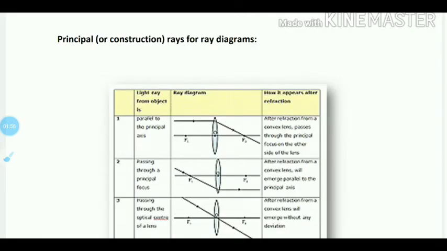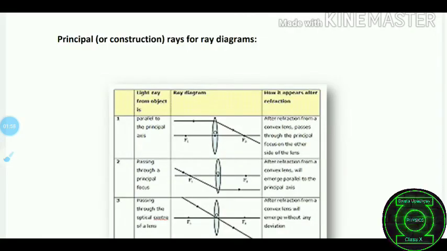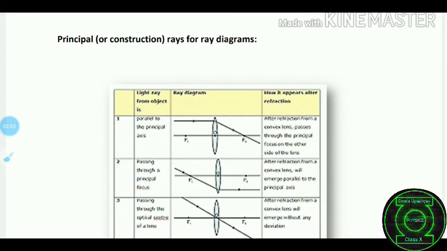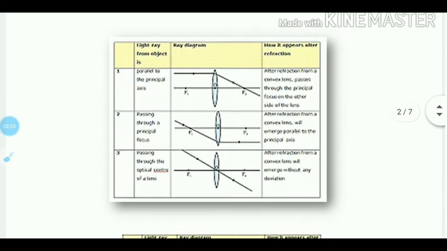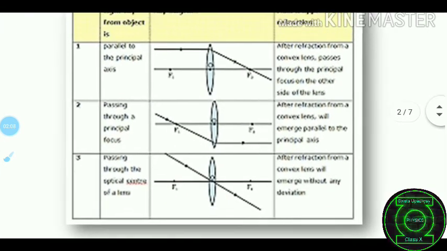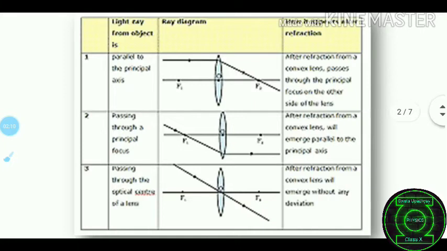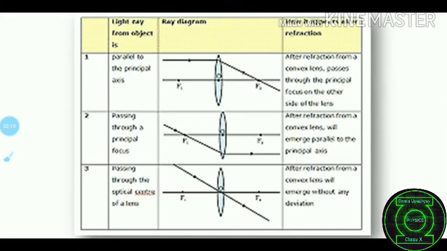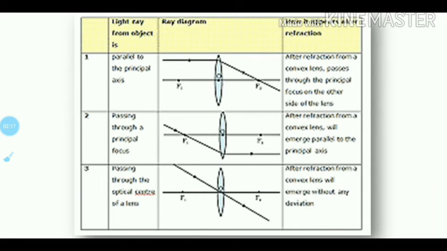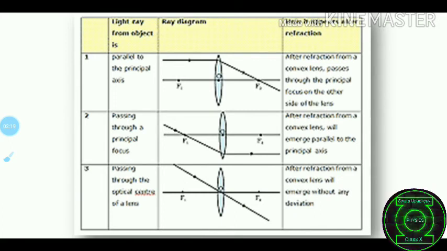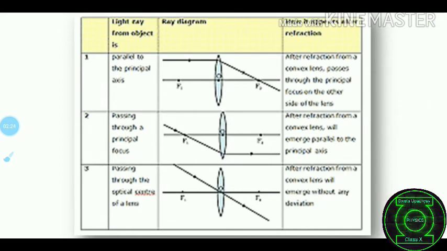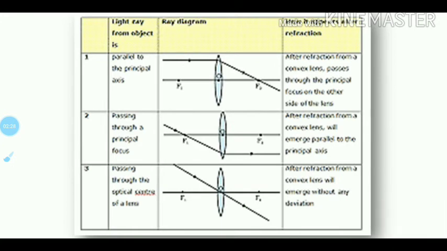The position, size and nature of the image of an object formed by a lens can be determined by drawing ray diagrams. For this, we need to consider at least two rays starting from a point on the object. The rays chosen are those for which the path after refraction from the lens is known to us. Generally, we use the following three principles of rays for the construction of a ray diagram. And these three rays we consider for both the lenses, convex or concave.